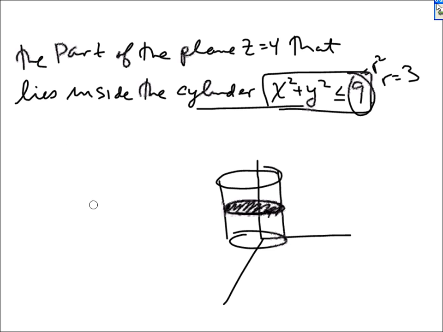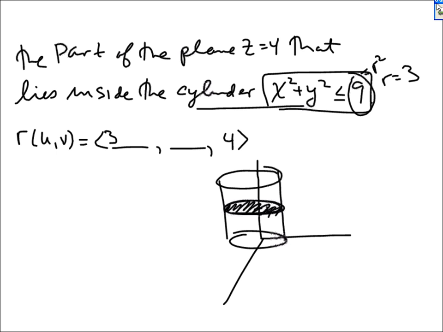Well, something's constant. No matter what point I take that I just shaded in, the z value is 4. So r of u,v is something i, something j, and something k. But I know that something is 4. Now, I want the x and y components to make up a circle of radius 3.